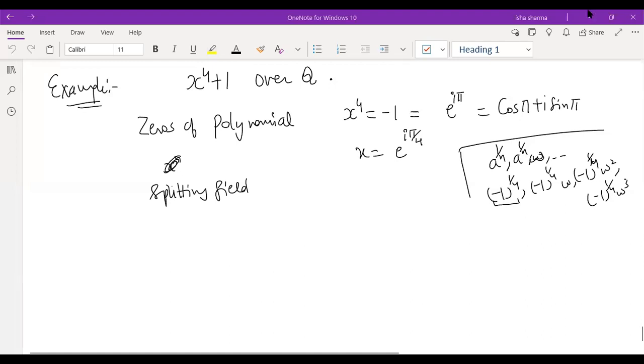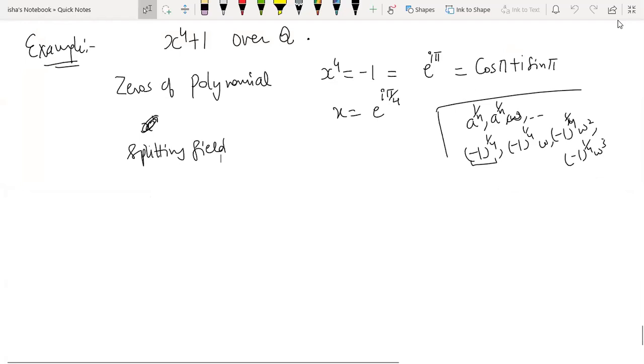So let's start today's lecture. We will start from the point where we left last time. I gave you this example to solve: find the splitting field of the polynomial x raised to power 4 plus 1 over Q. I told you the technique that if you know the roots of the polynomial, you will be able to find the splitting field.